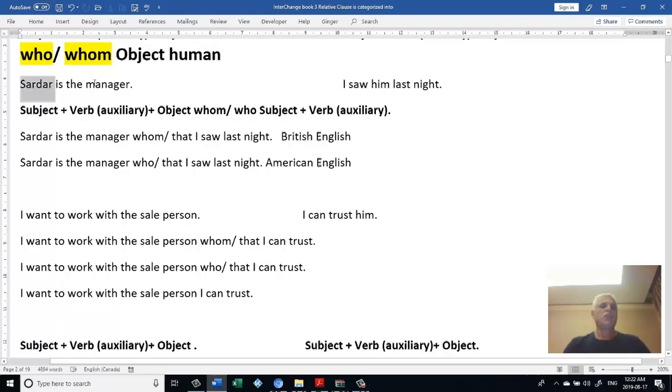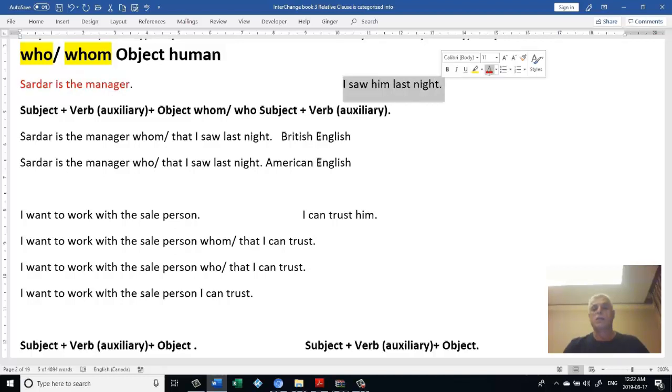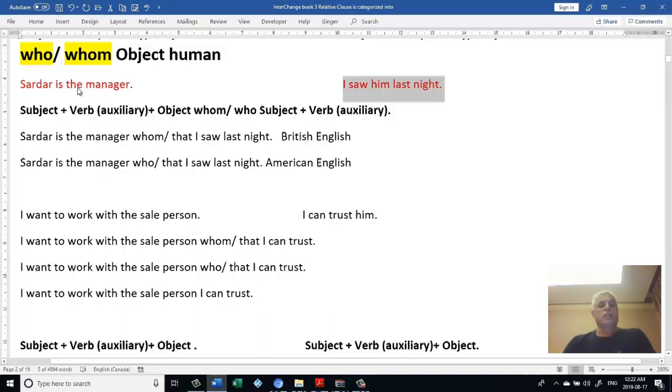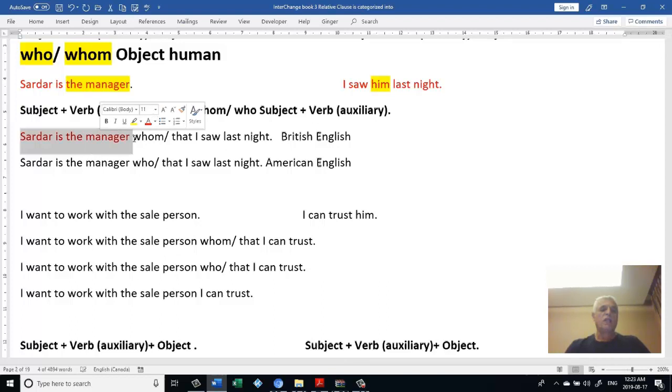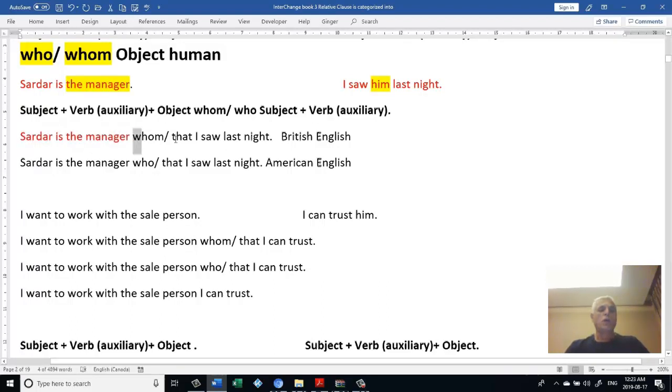Let's look at our sentences. Sardar is the manager. Then we say here, I saw him last night. If we look at the two sentences, what's the common between the two sentences? We have here the manager, then we have in the second one, him, as a pronoun for it. Then we have to join the two sentences in one to make a relative clause. Then we're going to have subject, verb, auxiliary, then with object, then could be whom or who. Sometimes we substitute both of them with that. Sardar is the manager. That's for my first sentence. Then the second sentence we say whom or that I saw last night.